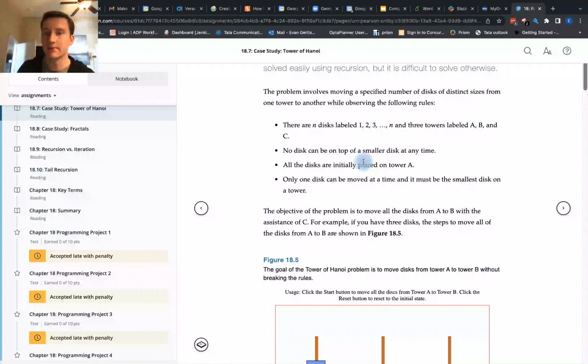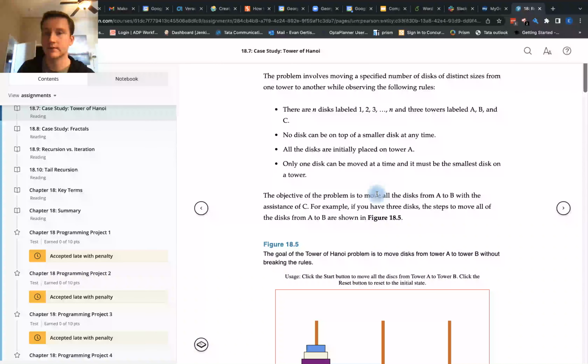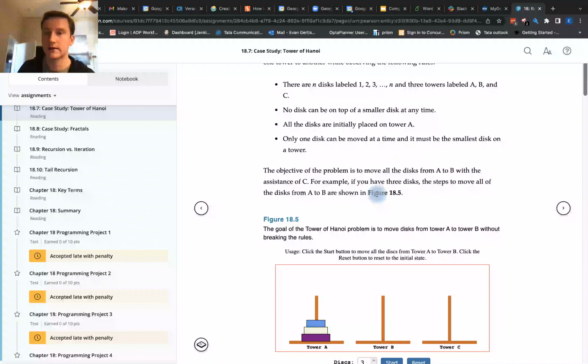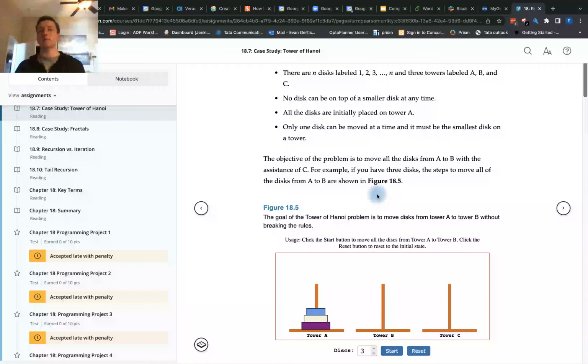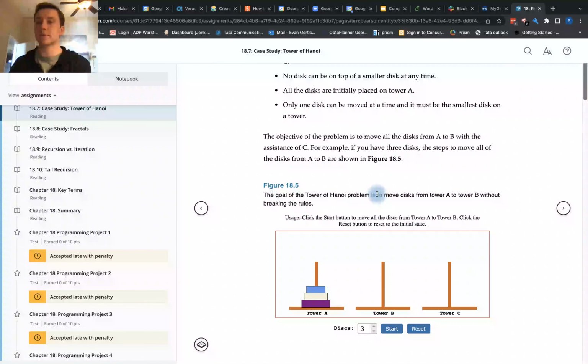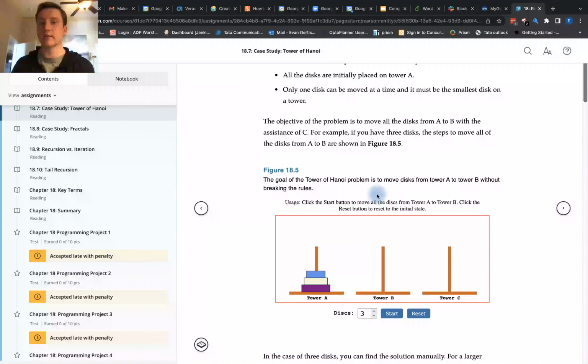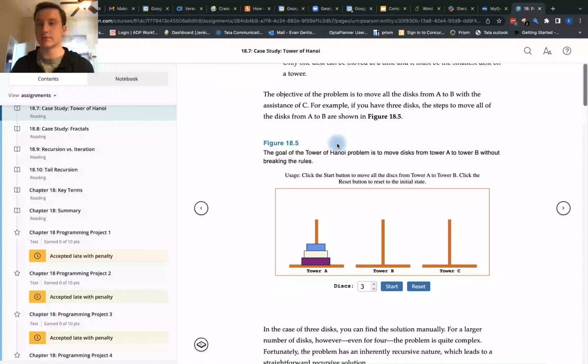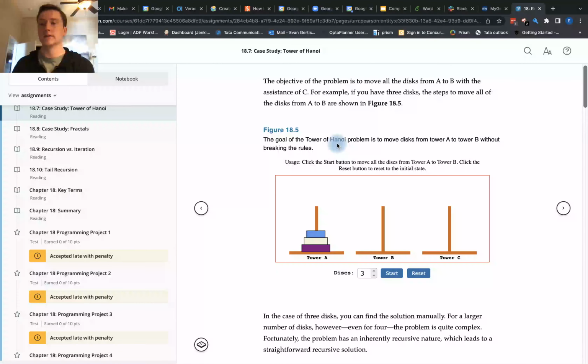No disk can be on top of a smaller disk at any time. All the disks are initially placed on Tower A. Only one disk can be moved at a time, and it must be the smallest disk on the tower. The objective of the problem is to move all the disks from A to B with the assistance of C. For example, if you have 3 disks, the steps to move all of the disks from A to B are shown in the figure below.